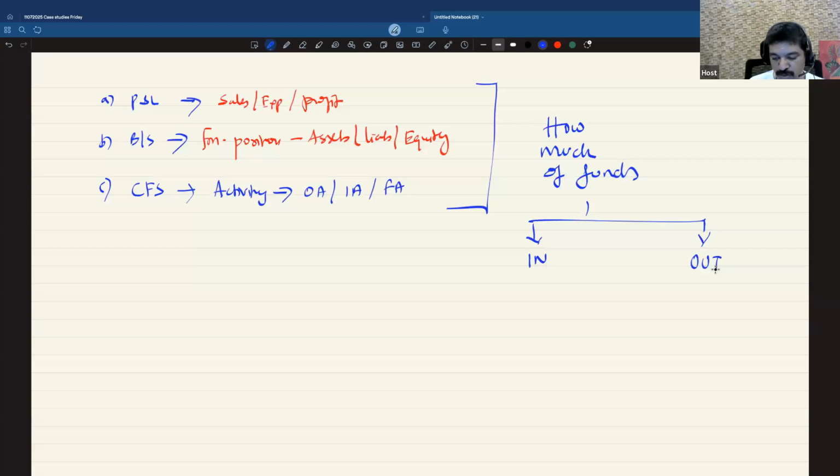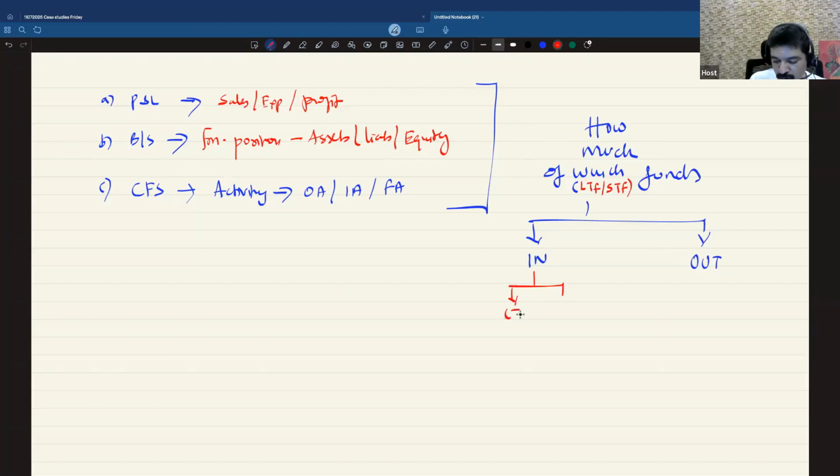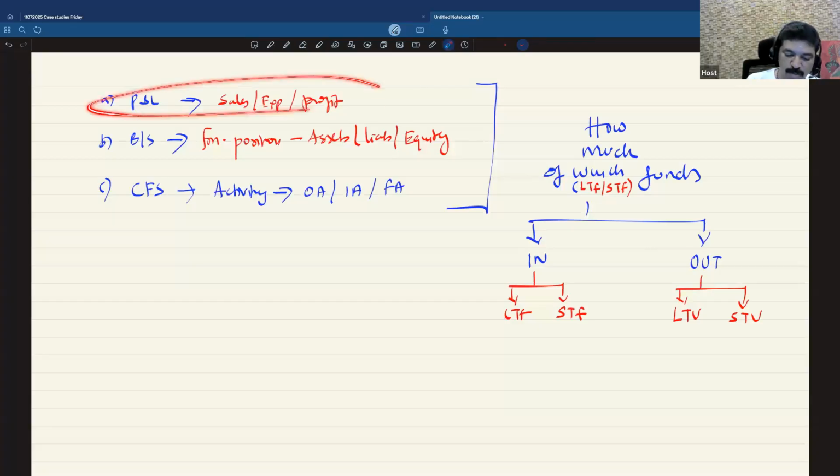And these three statements do not talk about how much of which funds have come during the year. What do I mean by which funds? That is, how much of long-term funds and short-term funds have come during the year, and how much of that money has been used for long-term use and short-term use. This is not communicated by these existing statements. P&L will not talk about that.